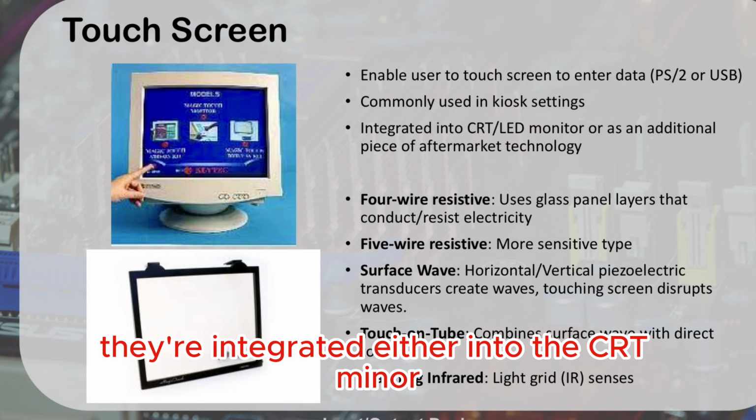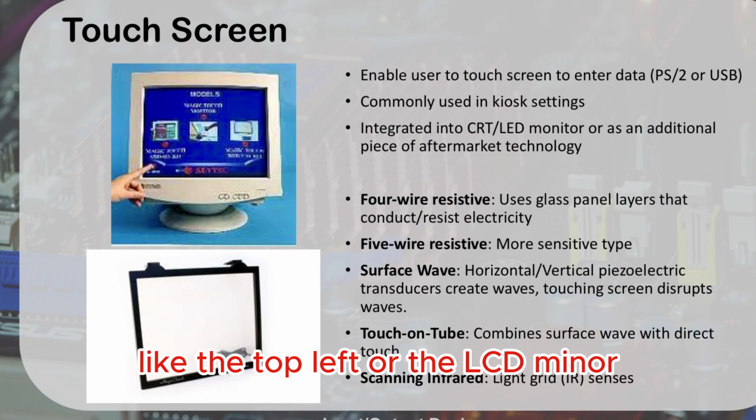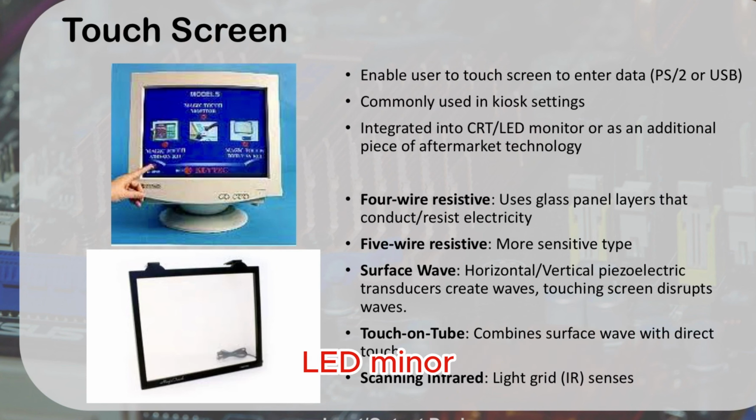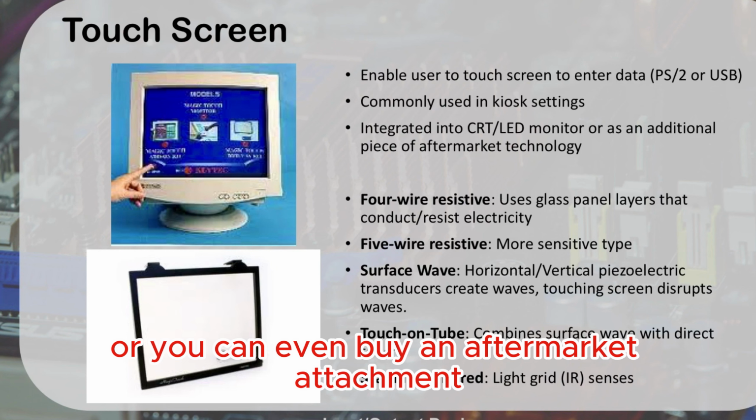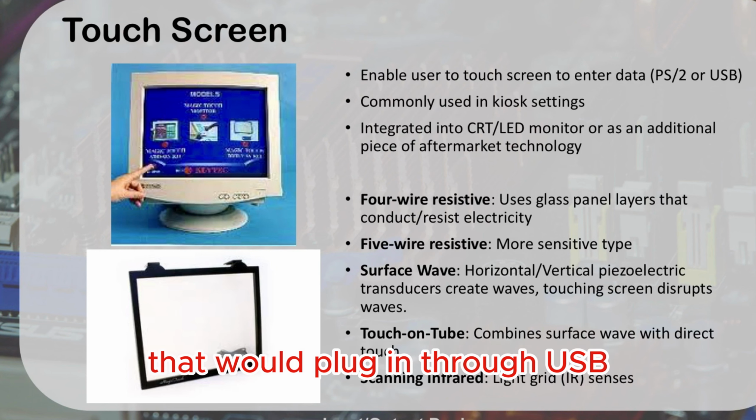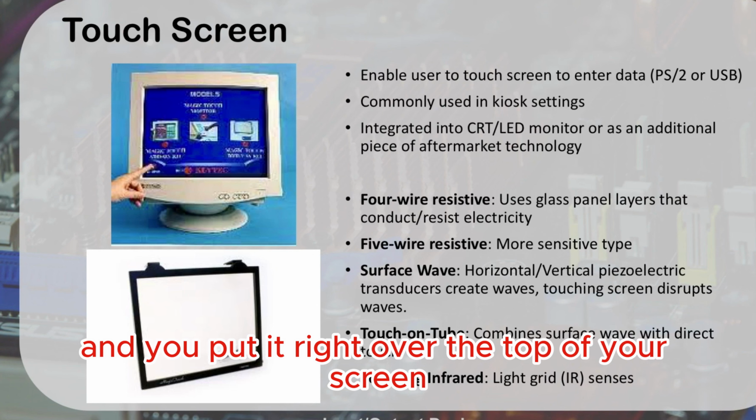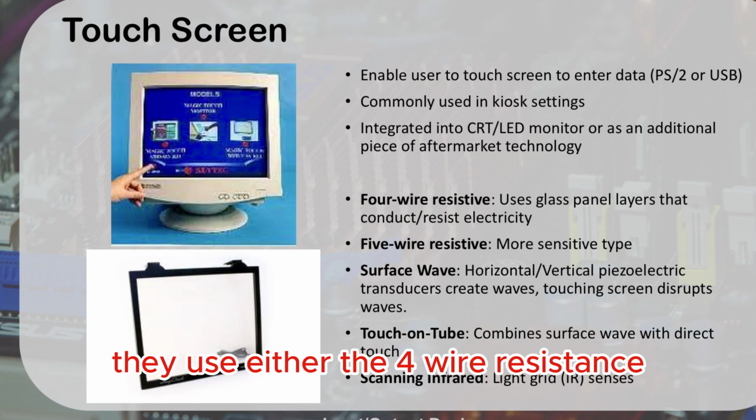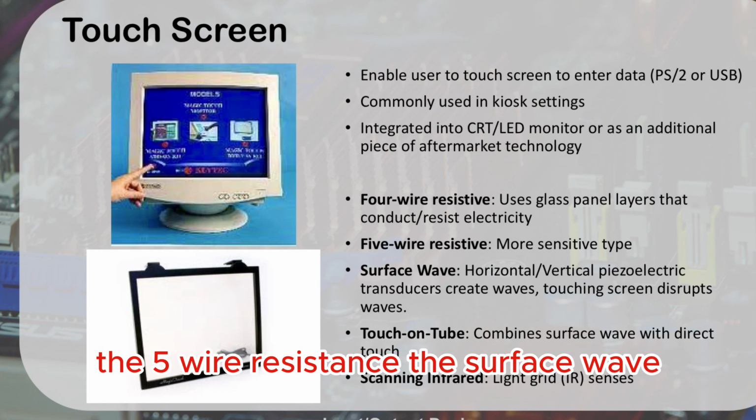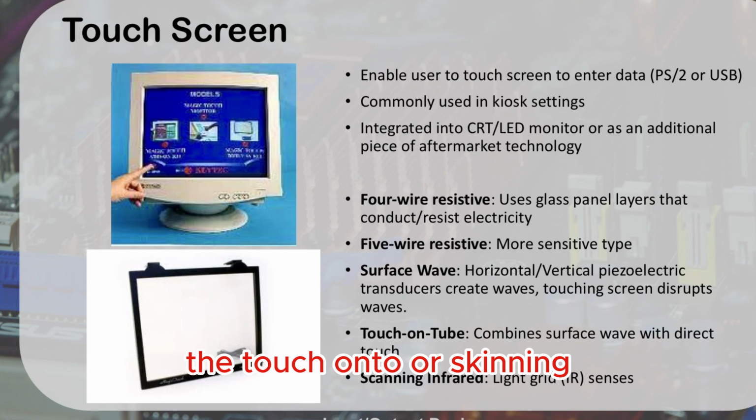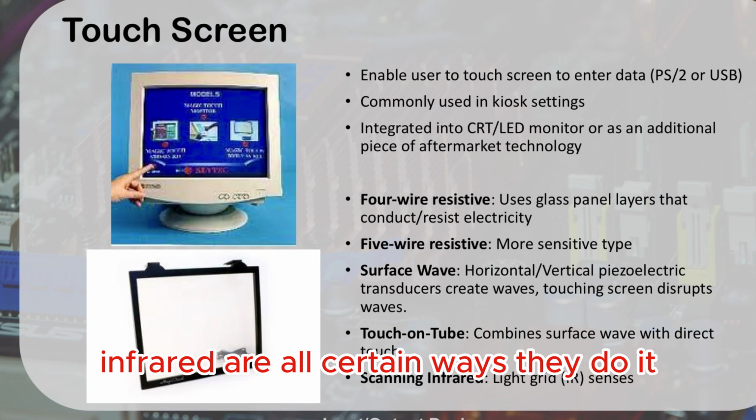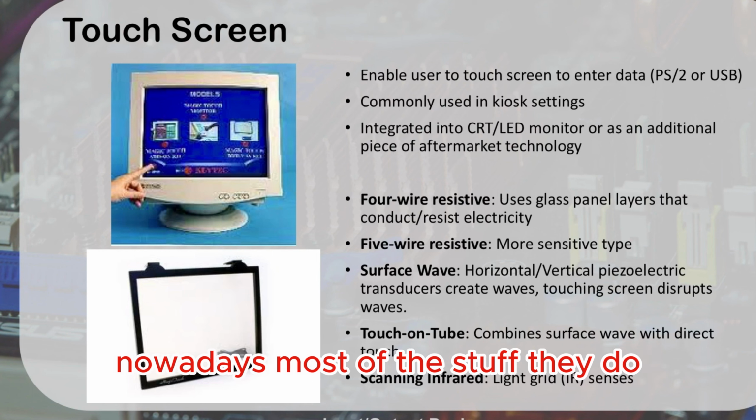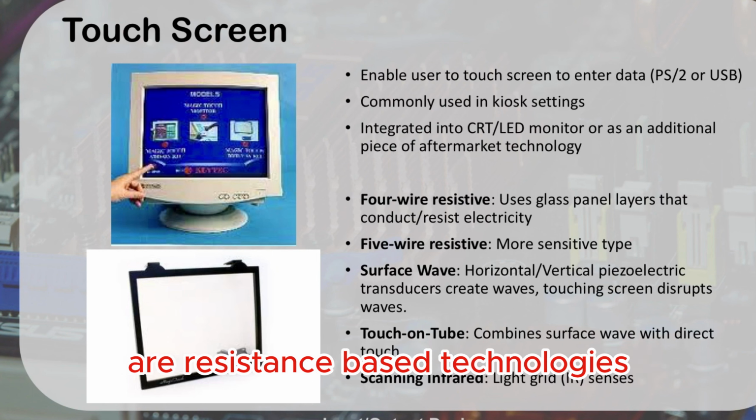They're integrated either into the CRT monitor like the top left, or the LCD monitor, LED monitor, or you can even buy an aftermarket attachment like the one at the bottom that would plug in through USB and you'd put it right over the top of your screen. So there's all sorts of different ways they do it. They use either the four-wire resistance, the five-wire resistance, surface wave, touch on tube, or skinning infrared. Nowadays, most of the stuff they do are resistance-based technologies.